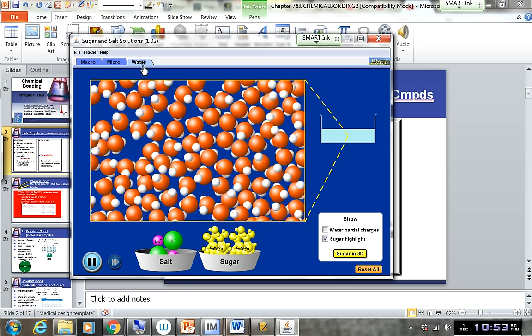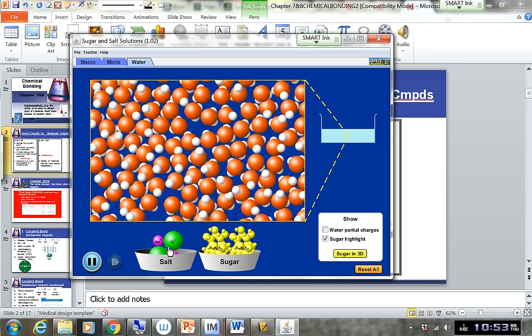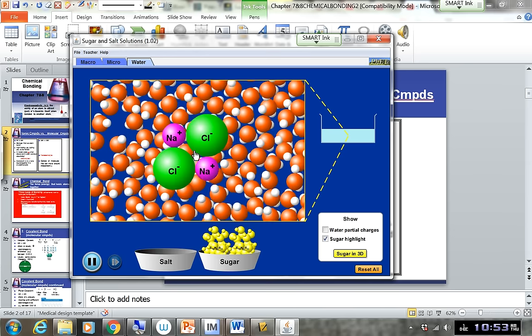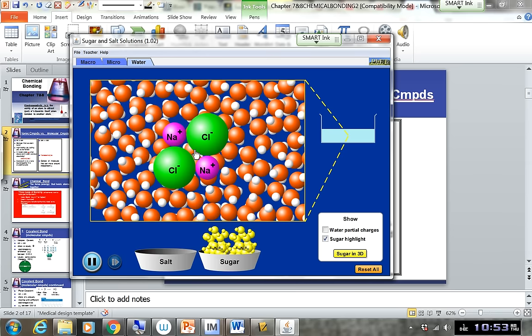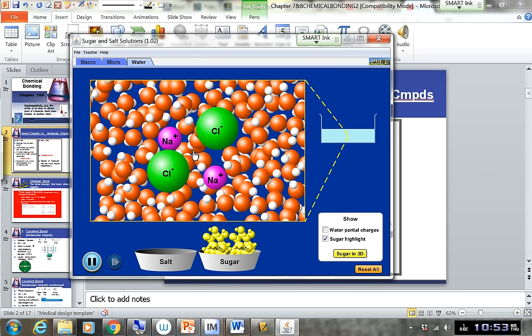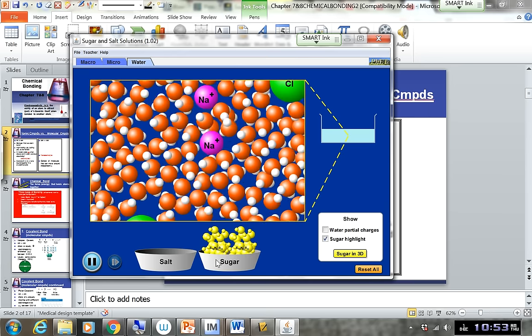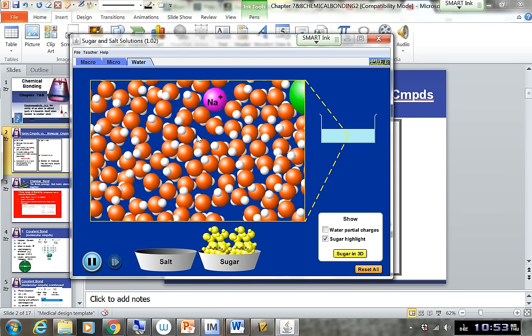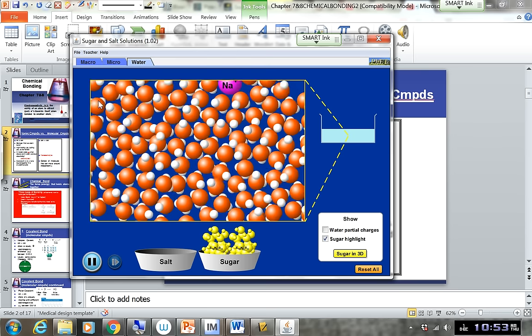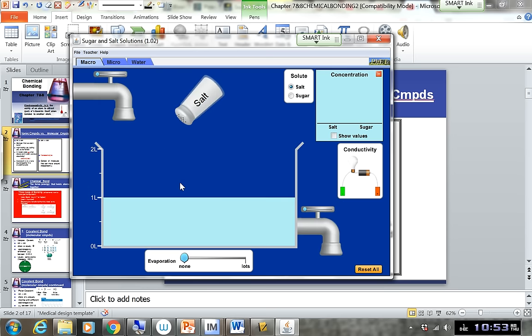So if we look at it on an even closer, more magnified level, if I pull the salt crystal in, notice what happens when I let go of it. The water molecules surround it and literally pull the sodium and the chlorides apart. This is why ionic compounds are able to conduct electricity. So if we look at it from the macroscopic level, I'm going to pull my conductivity tester over here.